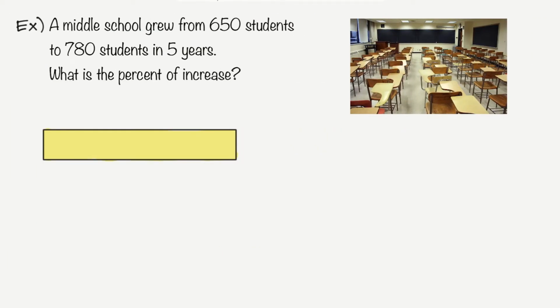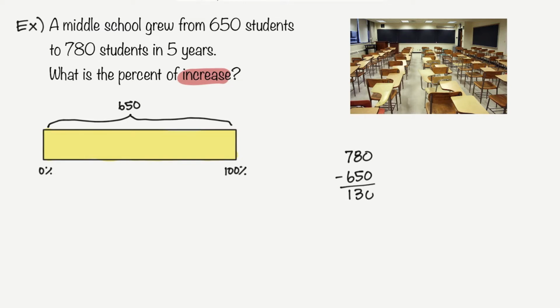Okay, so let's try this again with another bar model. A middle school grew from 650 students to 780 students in 5 years. What's the percent of increase? So again, that bar diagram represents the total 650 students that I'm starting with. That is 100% of my students at the time. But since I'm going to increase the amount, let's find out how much that is.